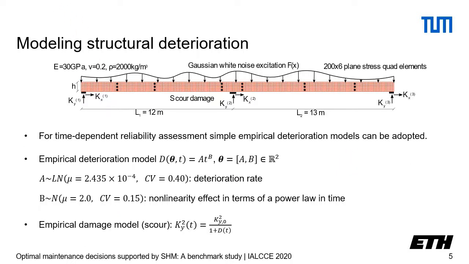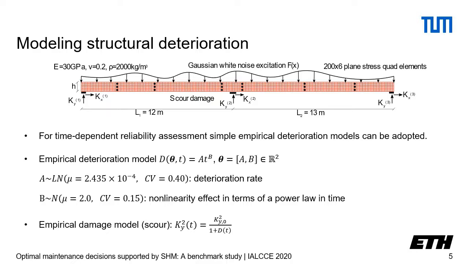As mentioned in the previous slide, we need to employ a prior stochastic deterioration model, which describes the evolution of a sort of damage within the structure over its lifetime. Deterioration modeling can be extremely complex, and more often than not, the physics and the mechanics describing the deterioration mechanism are not available. For time-dependent reliability assessment purposes, simple empirical deterioration models can be adapted, like the one we describe here.